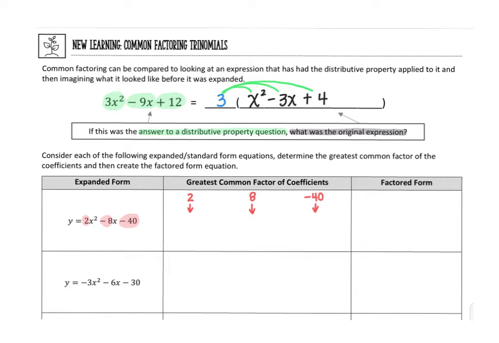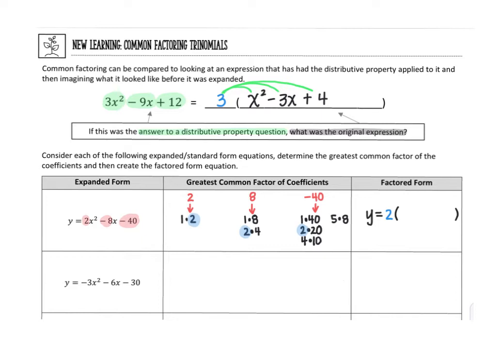2, for instance, would have 1 and 2 as factors. There's no other factors that multiply to give us 2. 8 would have factors of 1 and 8, and 2 and 4. 40 would have factors of 1 and 40, 2 and 20, 4 and 10, and 5 and 8. And when we look across all three coefficients, we can see that they all have a factor of 2. This is what we will factor out of our expression.